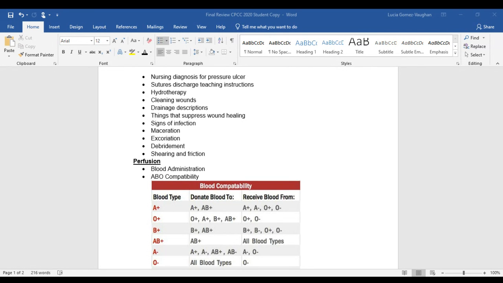We want to instruct the patient on the dressing change procedure and any lifting instructions, dependent on where the wound is.